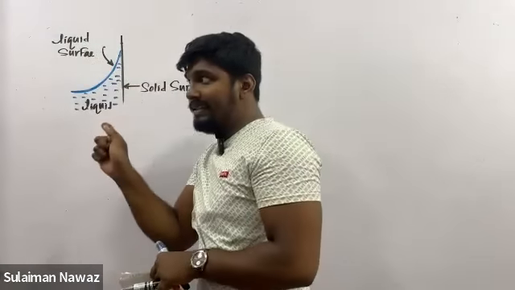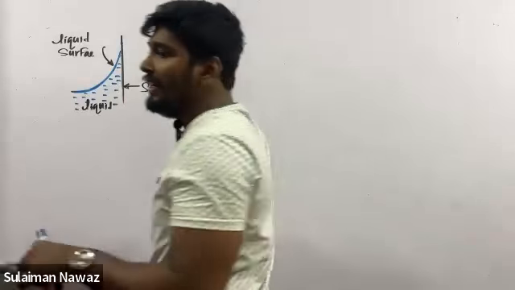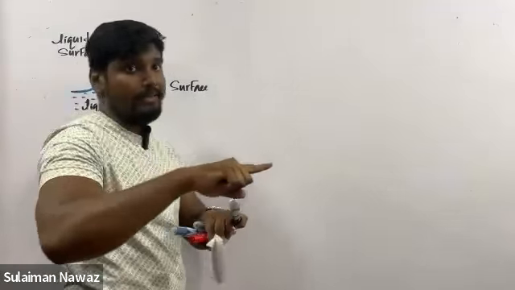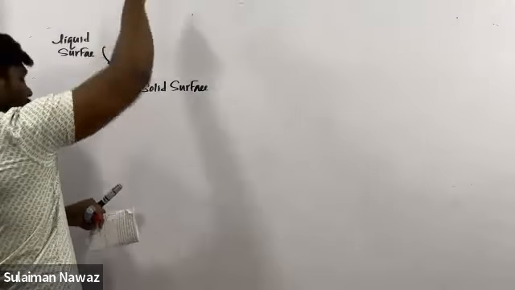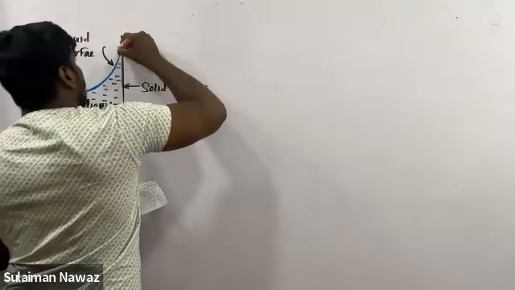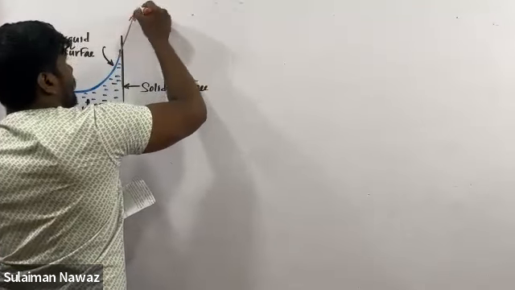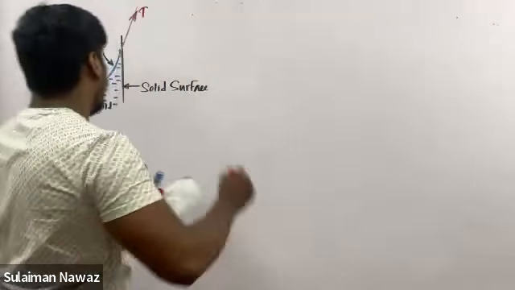Now, what is the direction of the surface tension force acting on the liquid? The direction of the surface tension force acting on the liquid is, very carefully understand, along the surface upwards. Along the surface upwards.